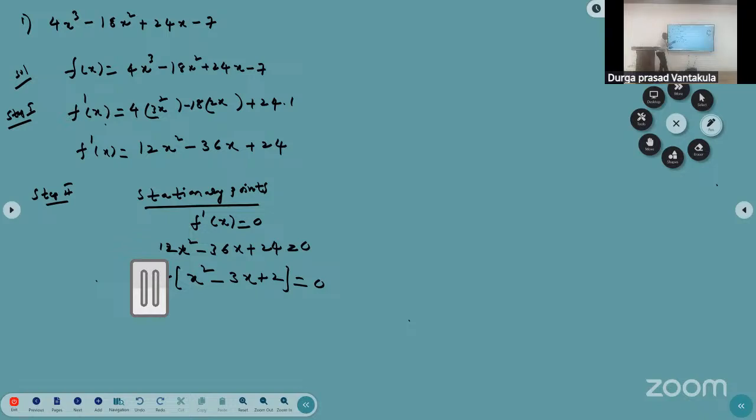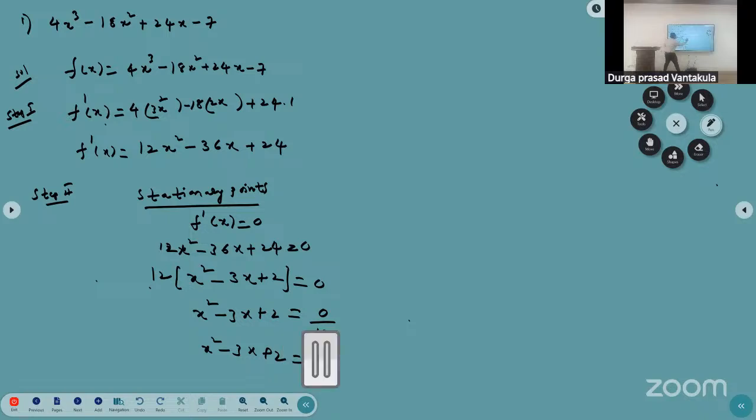Now send 12 to the right side. Equal to 0 by 12. Moving 12 to the right side. 0 by 12, how much? 0. 0 by something is 0. Okay. What is the equation I have?